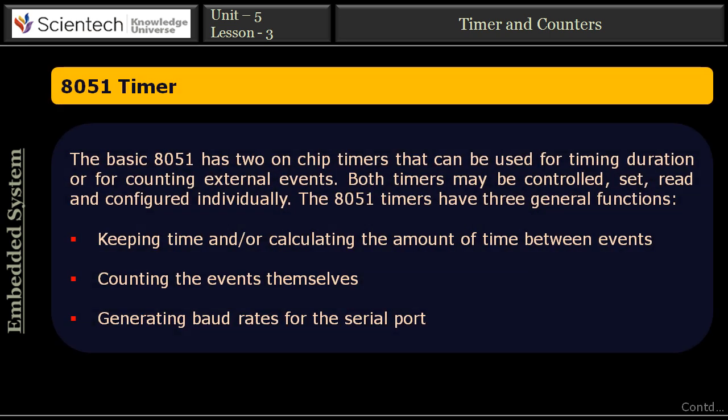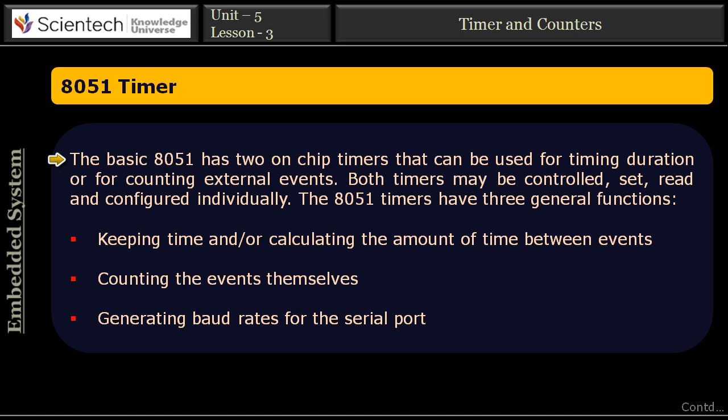First, let's understand timer and counter. The 8051 microcontroller has two on-chip timers that can be used for timing duration or for counting external events. Both timers may be controlled, set, read, and configured individually.